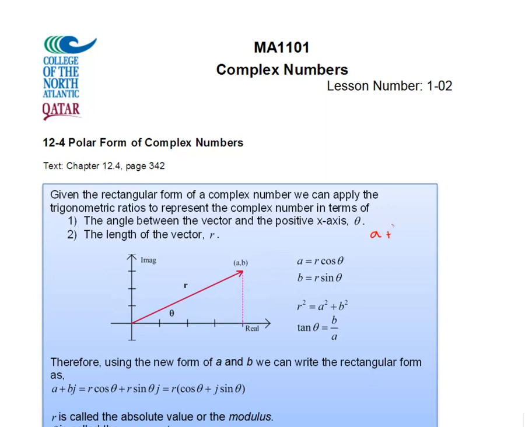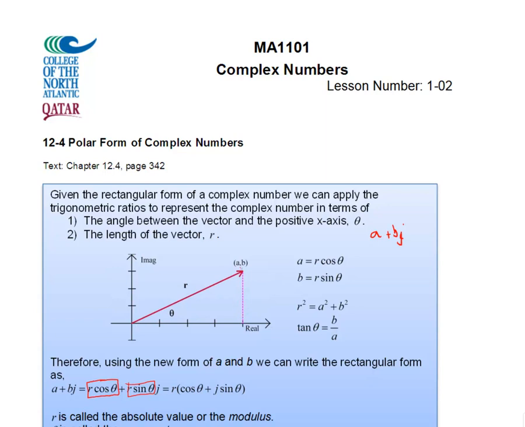a plus bi, or bj, then we can also represent it using the polar form, which is r cos theta plus r sine theta times j. Or if you factor out the r, you get this form here. And where these pieces come from is basically trigonometry.